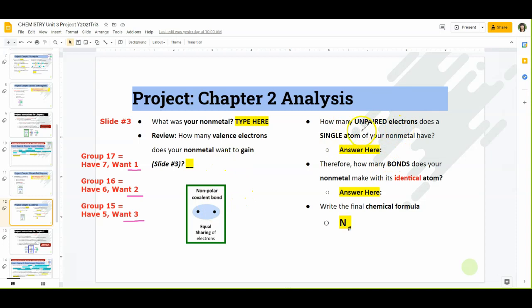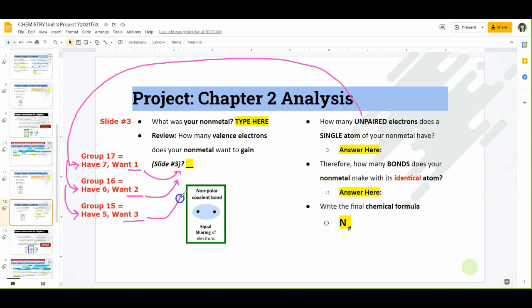So then how many unpaired electrons does a single atom of your nonmetal have? Again, we already talked about how many they have, right? So this is for here, right? So if you're in group 17, you have 7, group 16 you have 6, group 15 you have 5. Again, the wants go here. Sorry, I should make that more obvious. There we go.